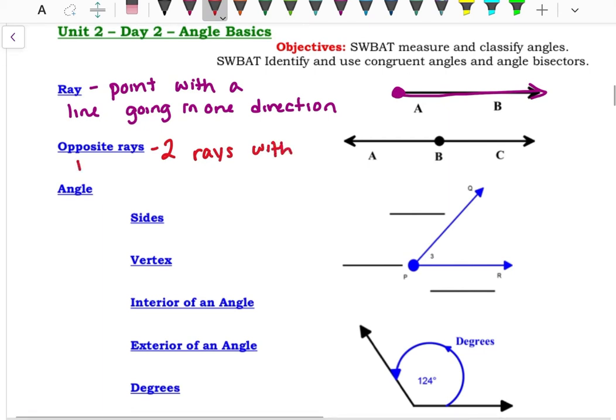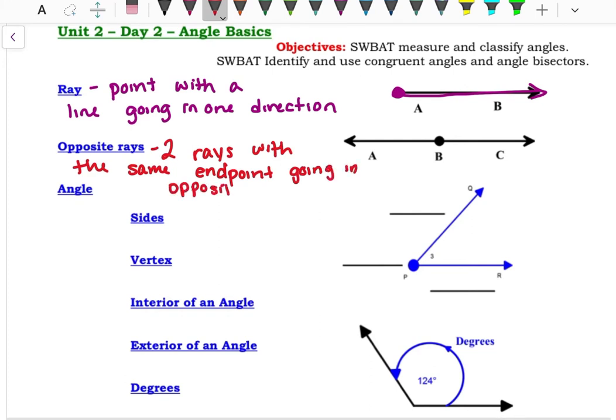Opposite rays are just two rays with the same endpoint, and they go in opposite directions. Okay, two rays with the same endpoint going in opposite directions. So here we have a set of opposite rays with the same endpoint B, where we have one going off this direction and another one going off this direction. So those are opposite rays.